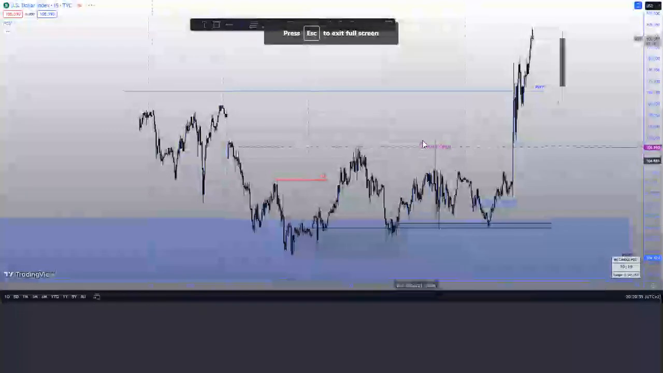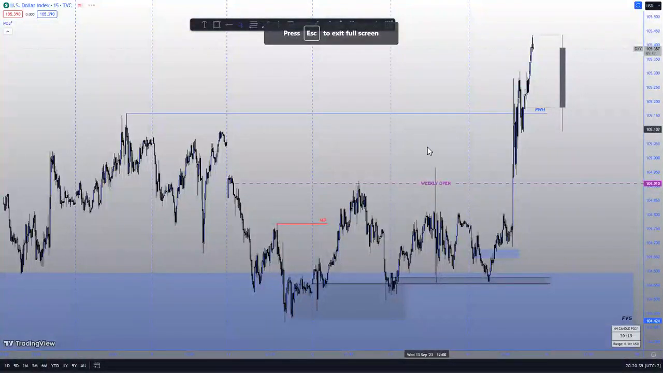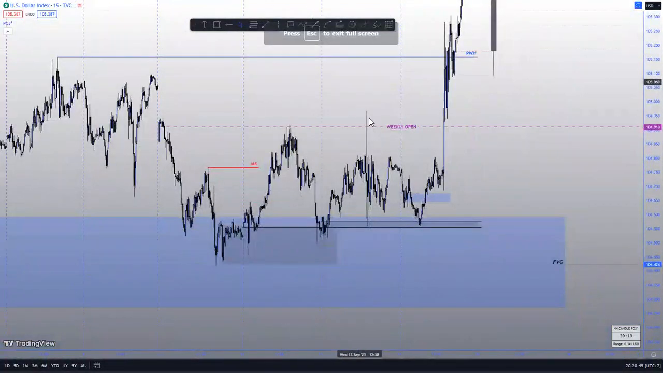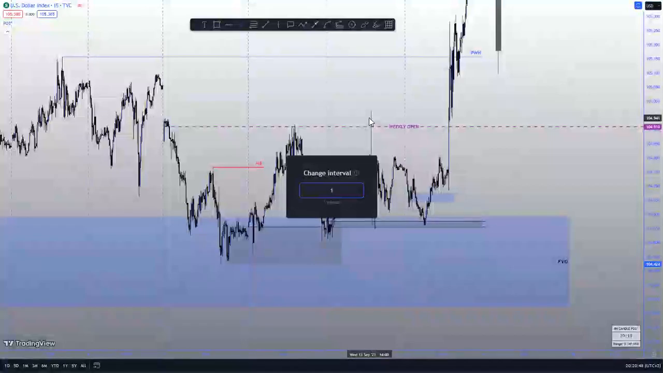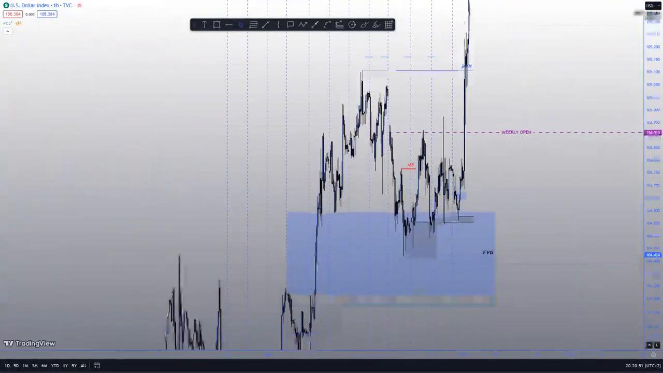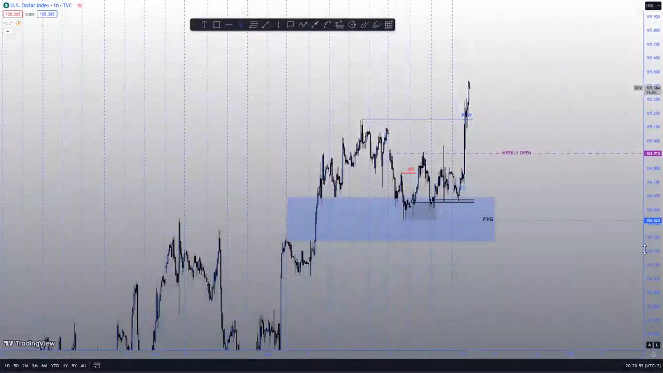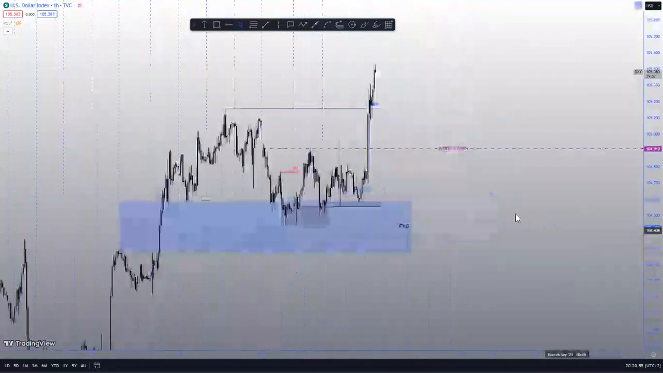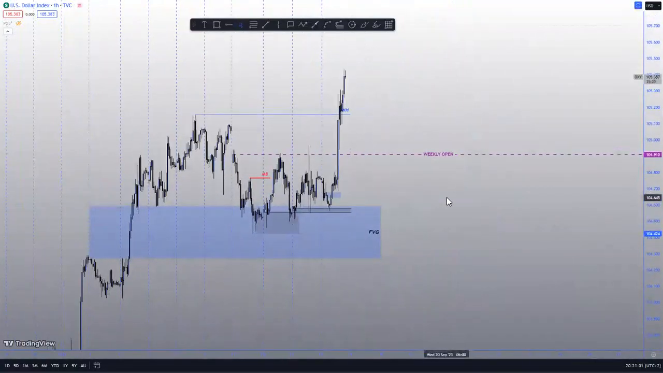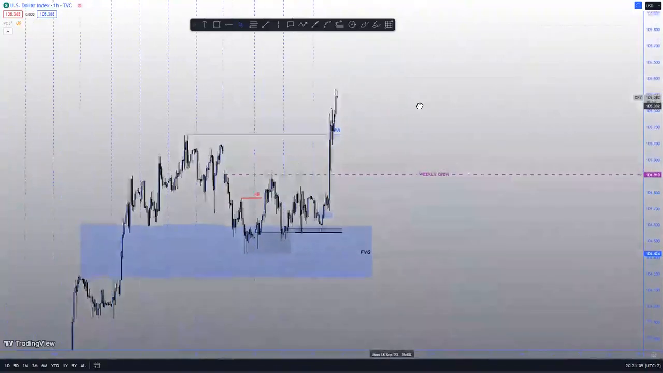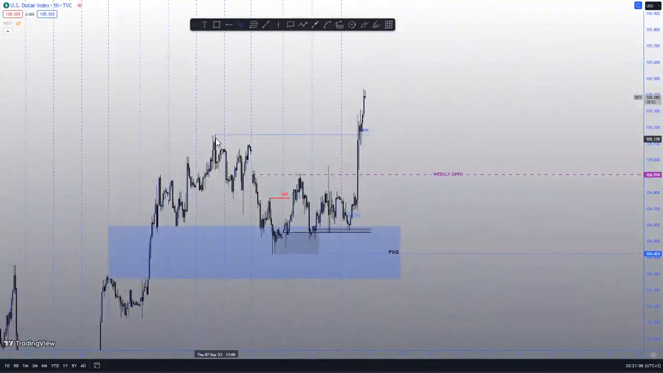So this is the dollar index, right? Let me just go to the 1 hour time frame. Right. So yesterday in the video we anticipated to see a bullish dollar, right? We were bullish on dollar and we wanted to take out a previous weekly high.